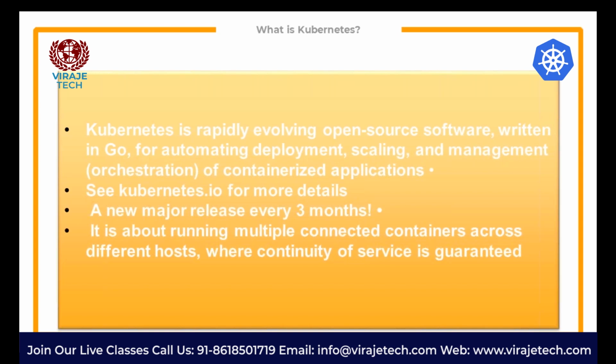The site for this is kubernetes.io, and every 3 months there are changes, so you also need to keep updating with the new features of Kubernetes. It is about running multiple connected containers across different hosts where continuity of service is guaranteed. So basically we use Kubernetes with microservices. Inside the containers there are microservices running on different hosts, and for that we need orchestration, and we can use Kubernetes as the platform.